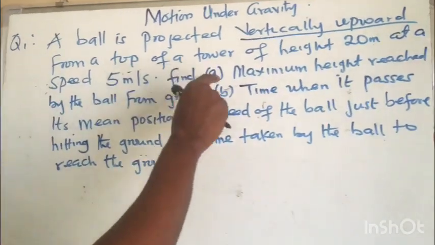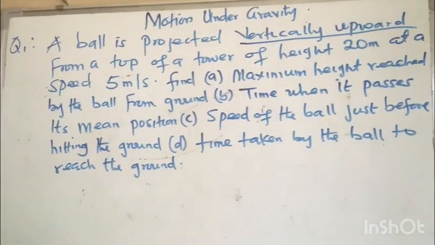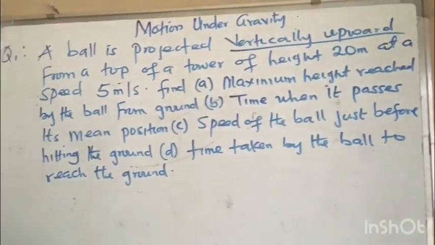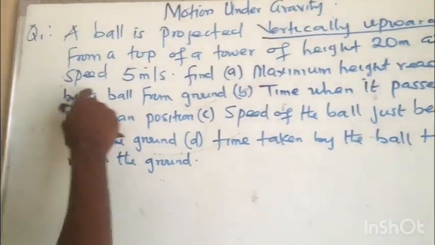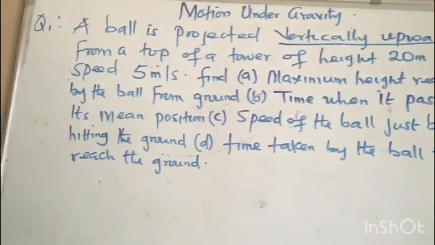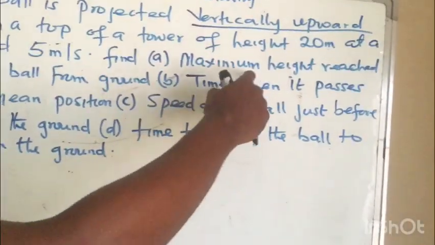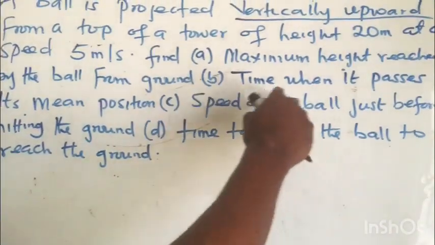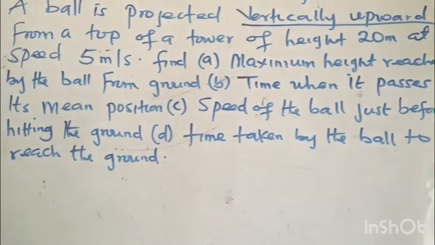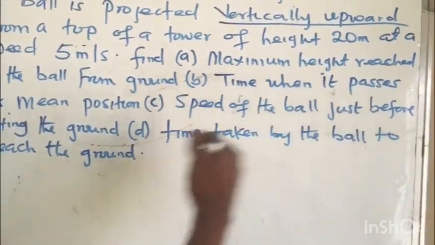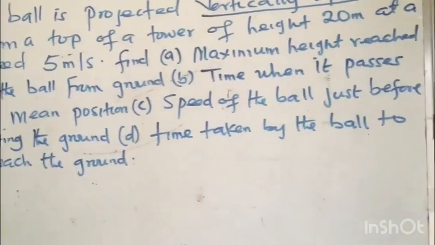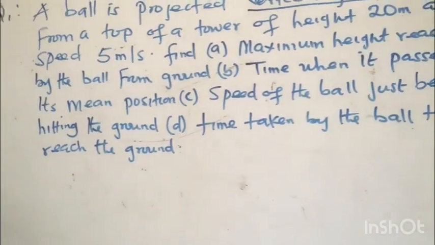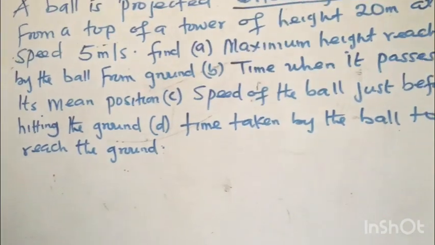From the top of a tower, that means the ball is not projected from the ground. It's from the top of a tower, and that tower is 20 meters high. And the speed at which the ball is projected is 5 meters per second. So we are to find the maximum height reached by the ball from the ground, the time when it passes its main position, the speed of the ball just before hitting the ground, and the time taken by the ball to reach the ground.